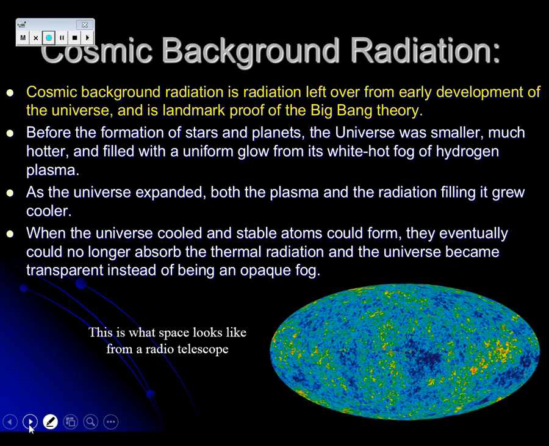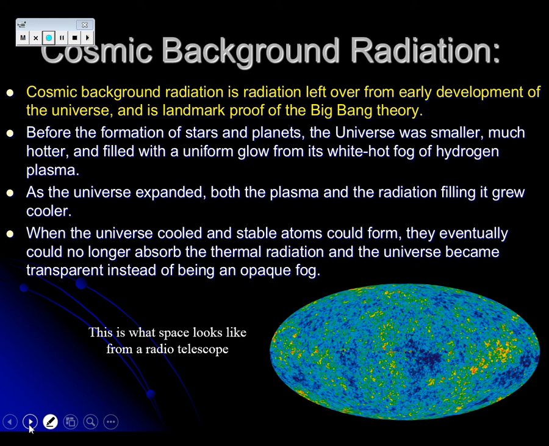Cosmic background radiation. This is radiation left over from the early development of the universe, and it's landmark proof of the Big Bang Theory. Before the formation of stars and planets, the universe was much smaller. It was much hotter, and it was filled with a uniform glow from its white-hot fog of hydrogen plasma.